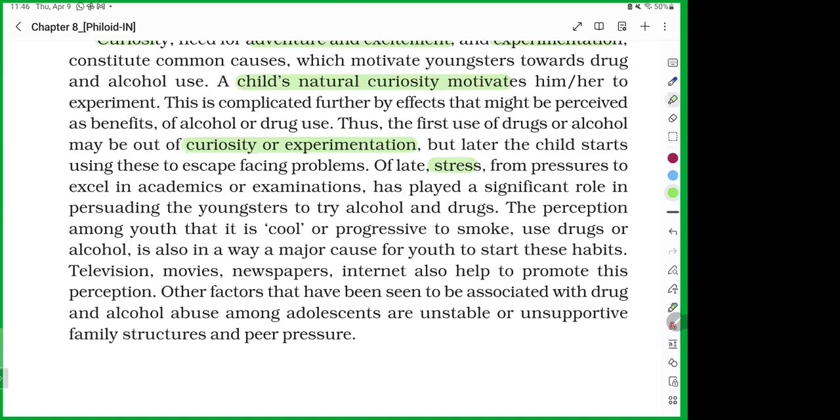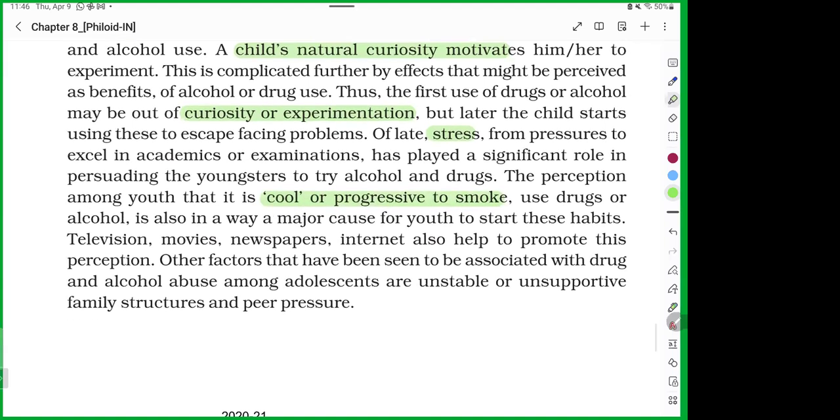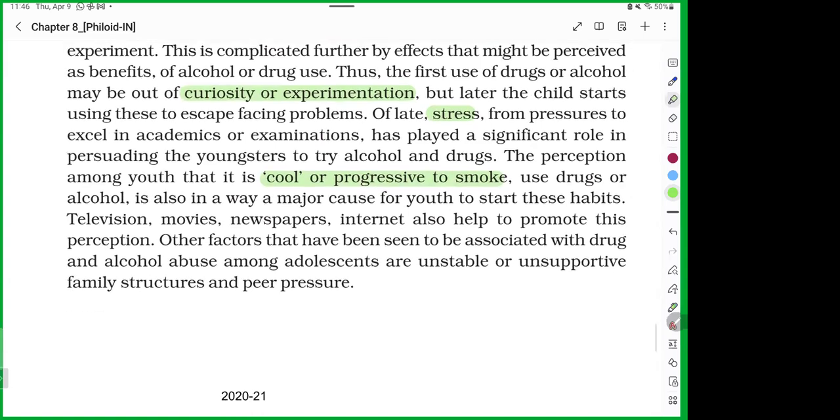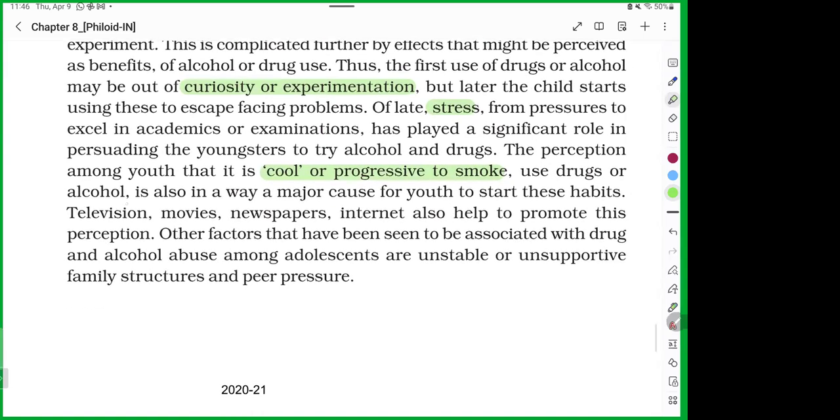But the reality is you can't avoid stress by consuming alcohol or smoking. Yet people believe that, maybe some people think it is cool or progressive to smoke, especially in the youth. I don't understand why. Sometimes TV, movies, newspapers, or the internet show us that, okay, this movie was cool, the actor was smoking, and I don't know why people smoke and they show that they need to smoke to show that it is a real problem.